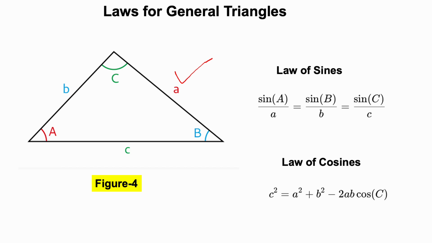The law of sines, which is shown here, relates the ratio of side length to the sine of its opposite angle. That means sine of A over length A equals sine of B over B equals sine of C over C. So, this will be true for any triangle, whether a right triangle or an equilateral triangle or anything, any kind of triangle will obey the law of sines.